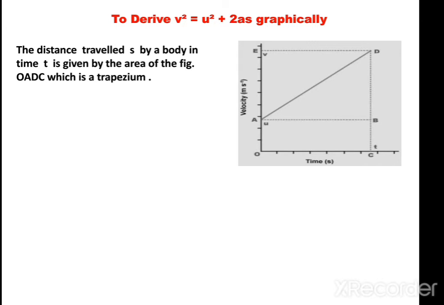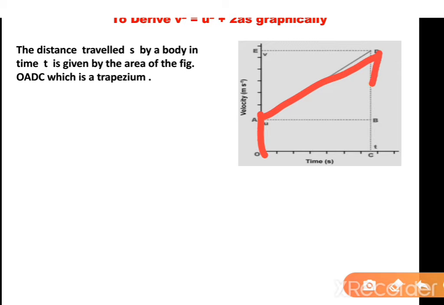Then the distance traveled by the body, as we know that in the equation of motion you can see here, is given by v square is equal to u square plus 2as. So in this equation, s is nothing but the displacement or the distance traveled by the body. Now distance traveled by the body in time t is given by area of trapezium OADC. Why we have to take area?